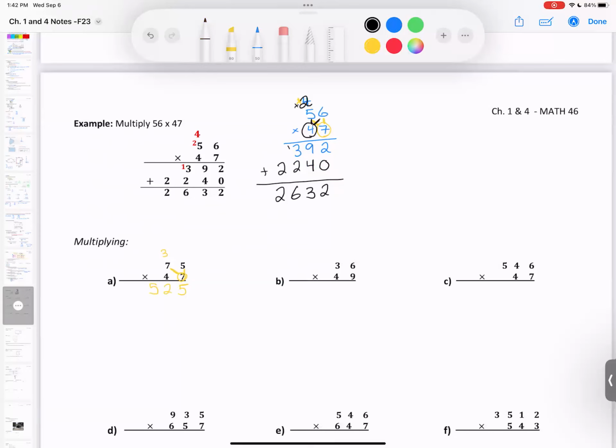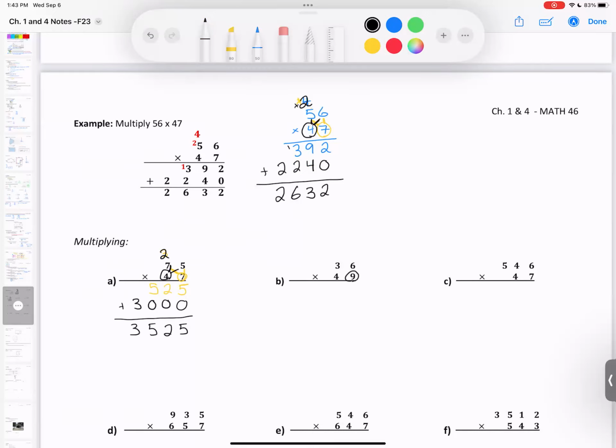Okay, now we're going to move over to the 4s. So we can write our 0 here, and then we're going to start. So 4 times 5 gives us 20. So I'll write the 0 down for the 20, and the 2 gets carried up. And then we do 4 times 7 is 28, plus 2 gives us 30. Next step, we want to add those numbers together. And that leaves us with 3,525.